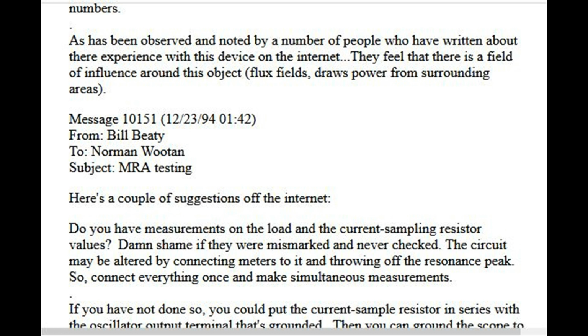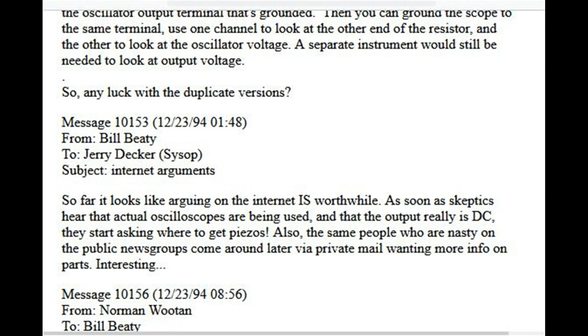Then you can ground the scope to the same terminal, use one channel to look at the other end of the resistor, and the other to look at the oscillator voltage. A separate instrument would still be needed to look at output voltage. So, any luck with the duplicate versions?